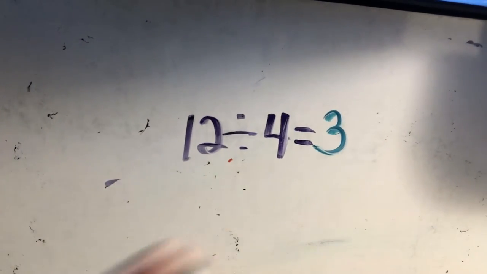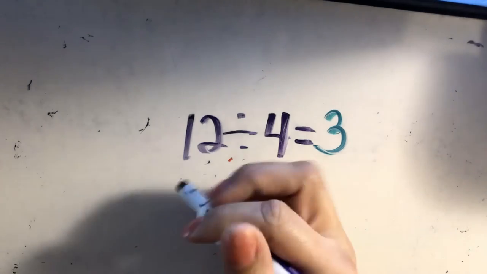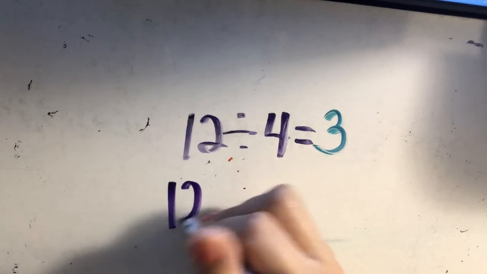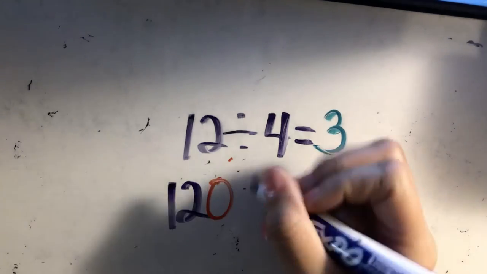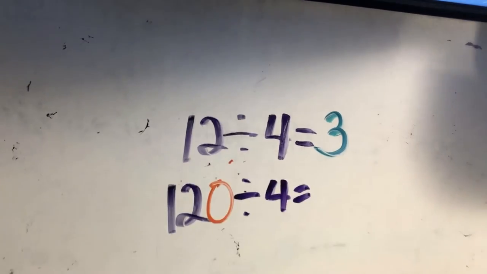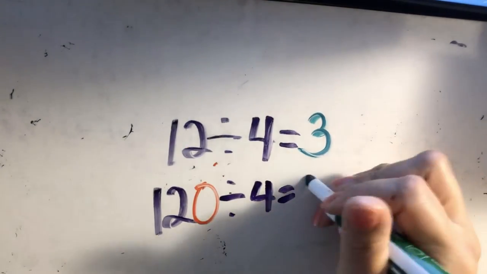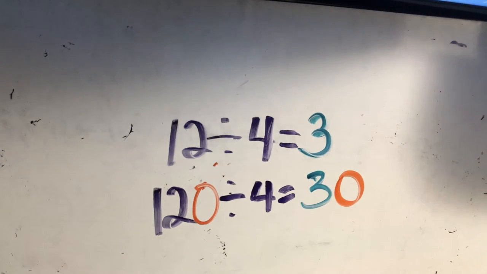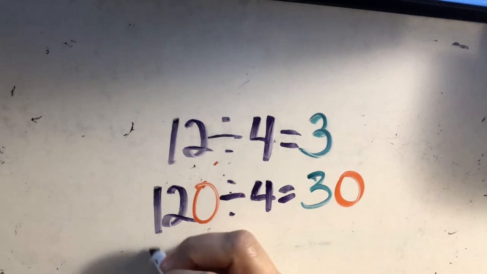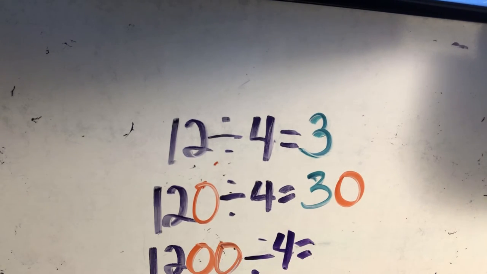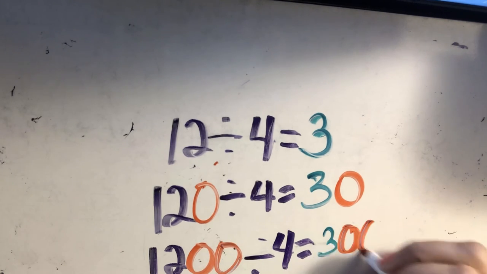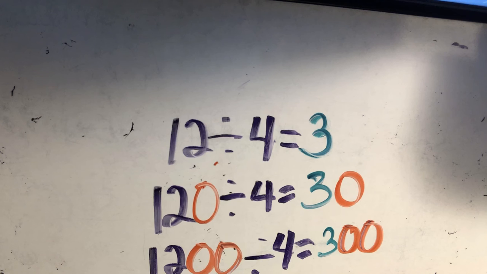All right, now in your book, your 11 through 13 problems will just say this. So now it'll be 120 divided by 4 is equal to, and then you're going to write 30, and add that 0 in. Then you'll have 1200 divided by 4, and that's going to equal 300. Okay, so it's as simple as that. Don't take it too far.